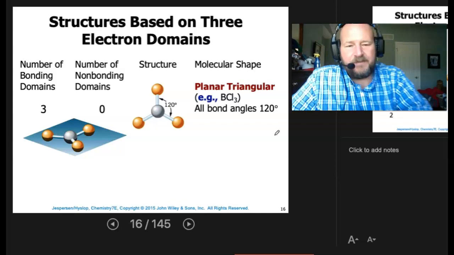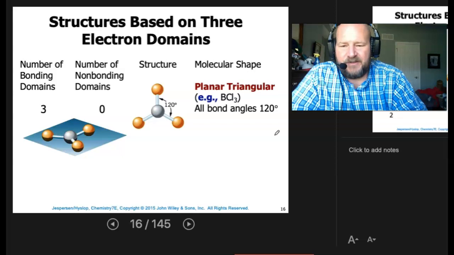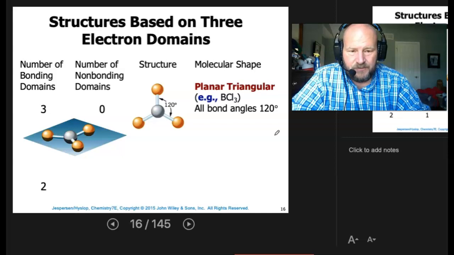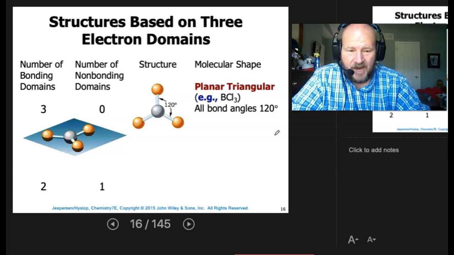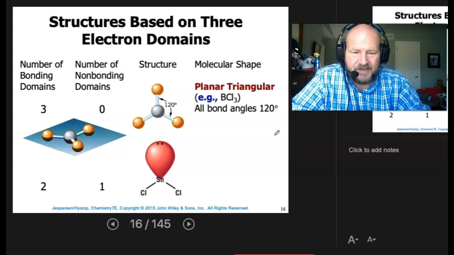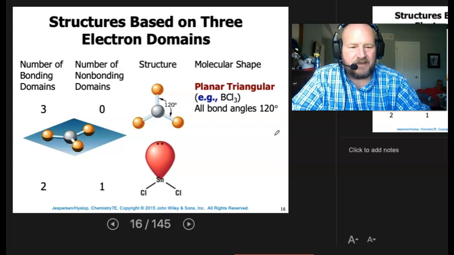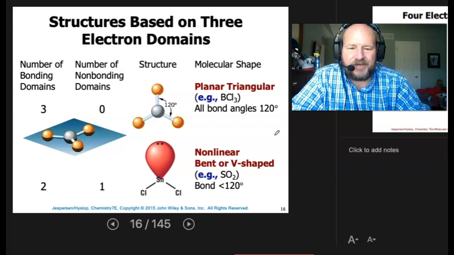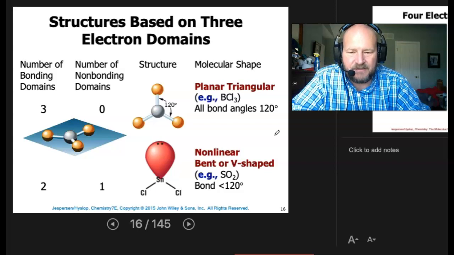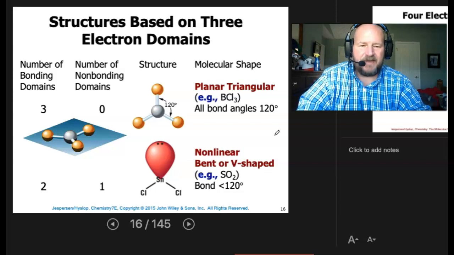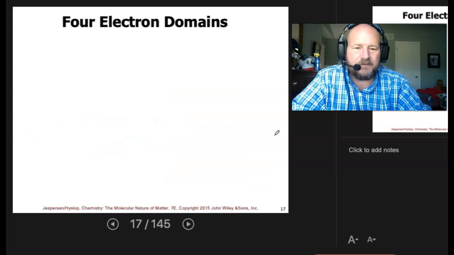So it's either going to be linear or it's going to be an atom. When I have three bonding domains, we can change it up a little bit. So now maybe I only have two bonding domains and one non-bonding domain. In other words, now I've got something like this where we've got tin, two chlorines, and then this big balloon lone pair. That means we're going to have a nonlinear bent or a V shape. So we'll say either bent or V shape. Typically we're going to say bent. It's usually bent that's acceptable.